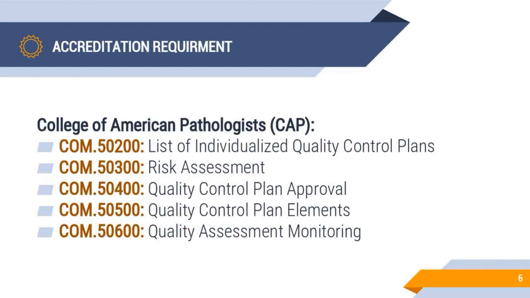As an accreditation requirement, the College of American Pathologists has 5 requirements, mandates. If you are doing IQCP in your lab, then you have to satisfy all these 5 requirements. The inspector, when they come to your lab, needs to see the list of all IQCP plans and the risk assessment of those plans, quality plan elements, quality plan approval and the elements of the plan, and the assessment and monitoring of this IQCP.